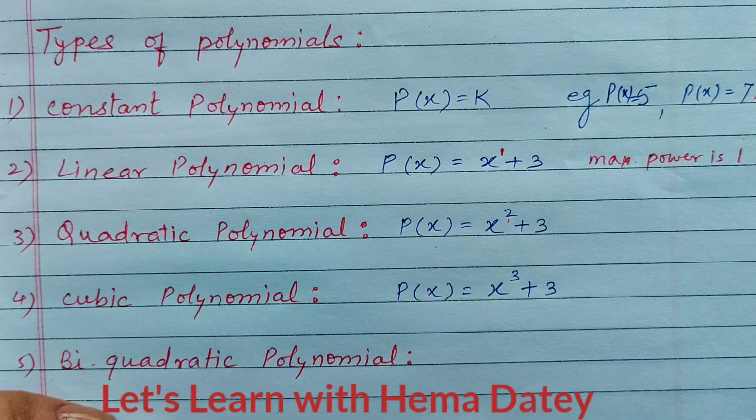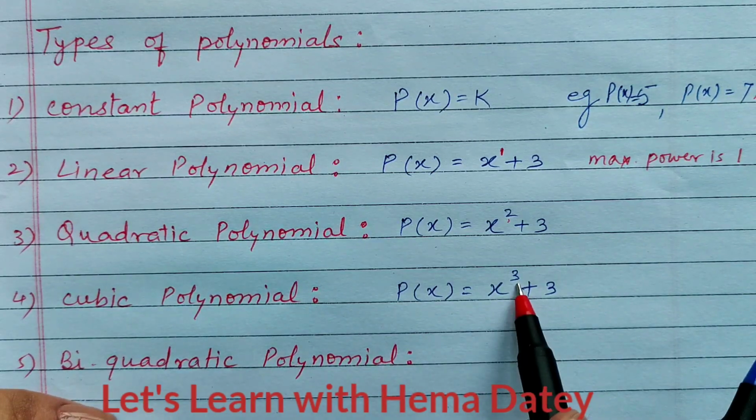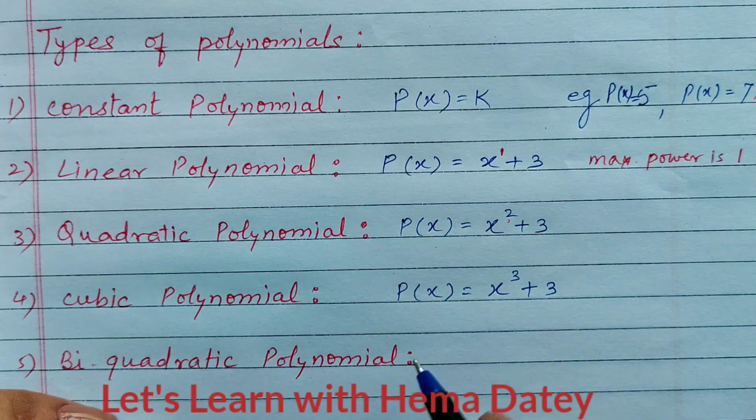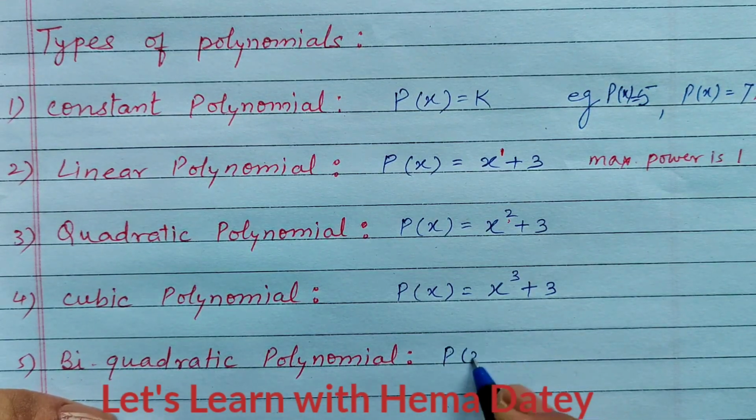Next type is a cubic polynomial. Example p(x) equals x cube plus 3. The maximum power of the variable is 3. So the degree of this cubic polynomial is 3.